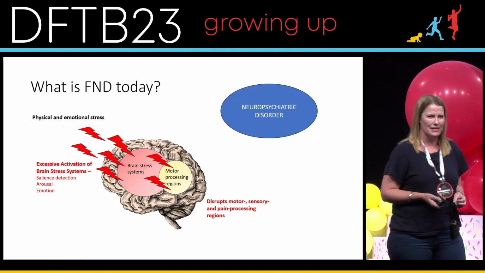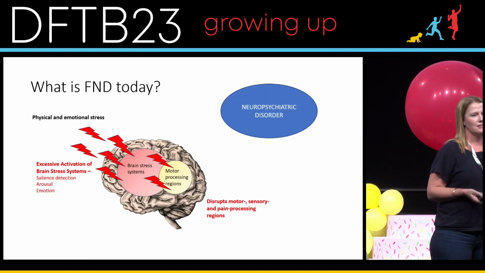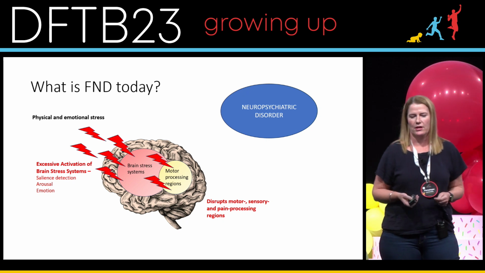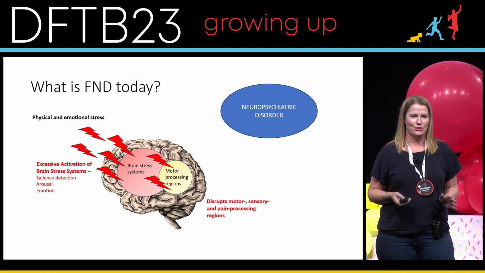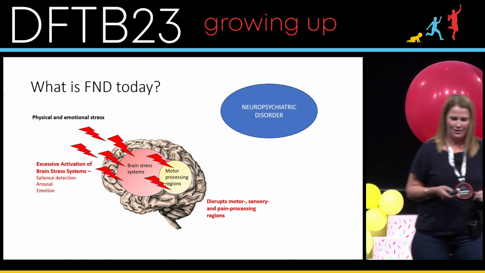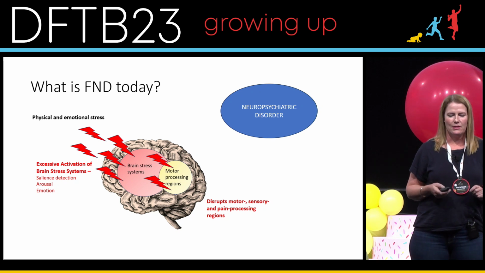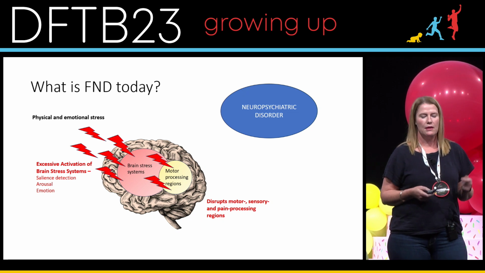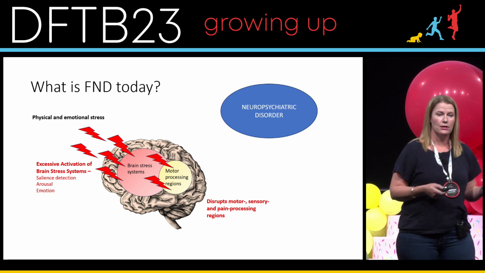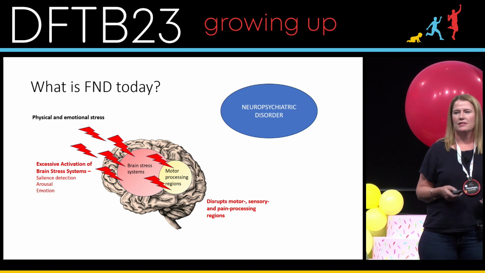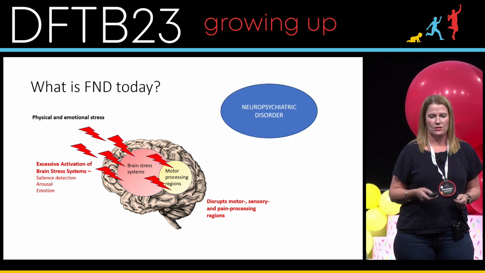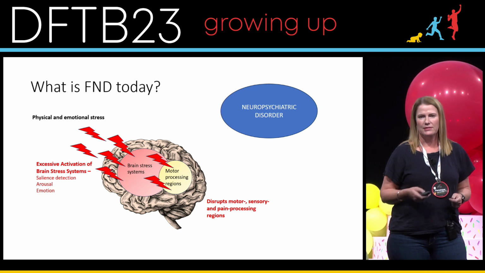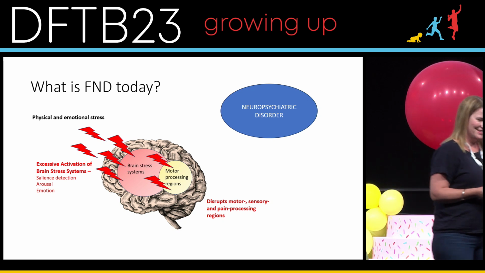But what is FND today? We really understand it as a neuropsychiatric disorder, and I am going to talk about neuropathophysiology, I'm sorry, but I think it's actually really, really helpful, and it's a really smart audience here. So, what do we think? We know that young people experiencing functional disorders are carrying a significant amount of physical and emotional stress that leads to excessive activation of our brain stress systems. And now this gets a bit complicated, but hold on, please.